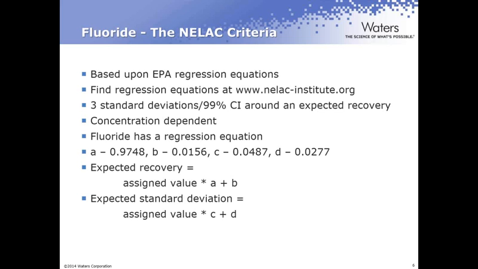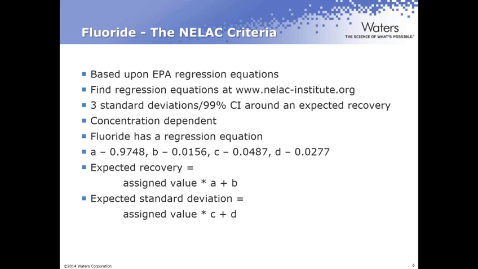So your C factor is a decimal representation of one standard deviation. You notice for fluoride, it's about 4.87%. And then your D factor is a concentration dependence unit factor, so that the lower the concentration is, again, as we had mentioned, it's harder to recover, so your limits will be wider.